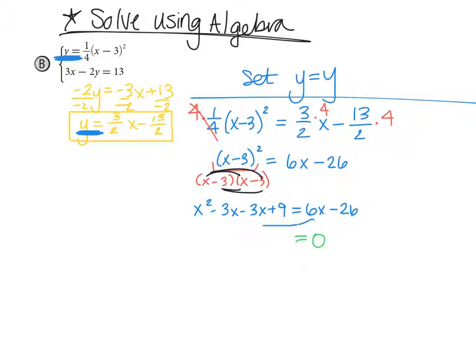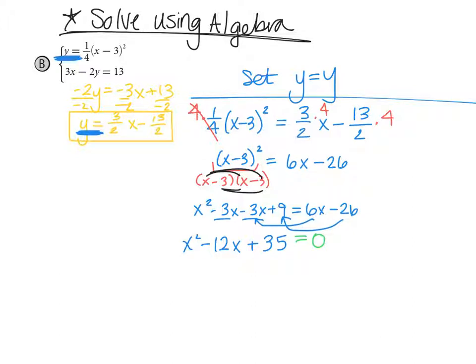I'm going to subtract 6x. So I've got x squared. I already have negative 3 and negative 3. And if I subtract 6 from that, that's going to give me negative 12x. And then I'm going to add 26 also. And let's see, 9 plus 26 is going to give me positive 35.